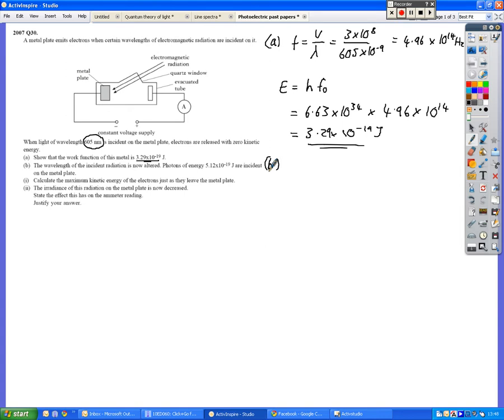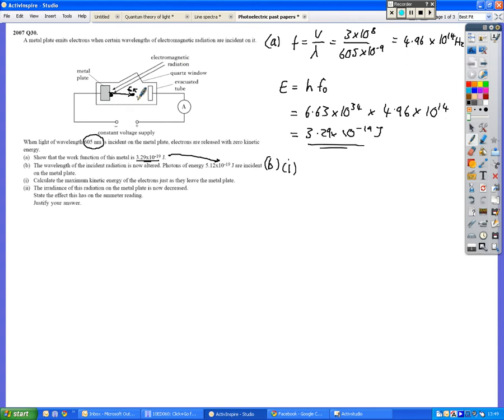B, the wavelength of the incident radiation is now altered. Photons of energy 5.12 times 10 to the negative 19 joules are incident on the metal plate. Calculate the maximum kinetic energy of the electrons as they leave the metal plate. So the value of energy from here to here has been increased. So if you've got a larger value of energy, that means that the photon is going to have more energy itself. This is the amount of energy required just to bring the electron to the surface and no more, so just to bring it to here. But if you add more energy onto that, then that energy is going to be used to propel that electron a wee bit further. It's going to give it a certain amount of associated kinetic energy.